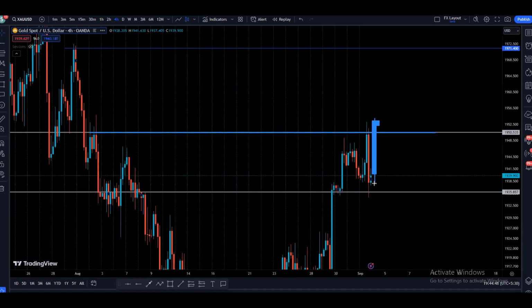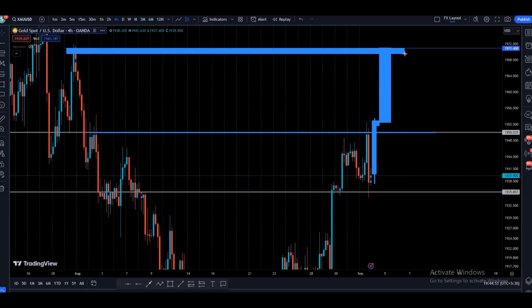If we have the 4 hour candle close above this resistance, there is a pretty high probability price is going to come up to retest the previous high. Also, we can see that we have a clean range on the left hand side. So that is something on the 4 hour time frame.